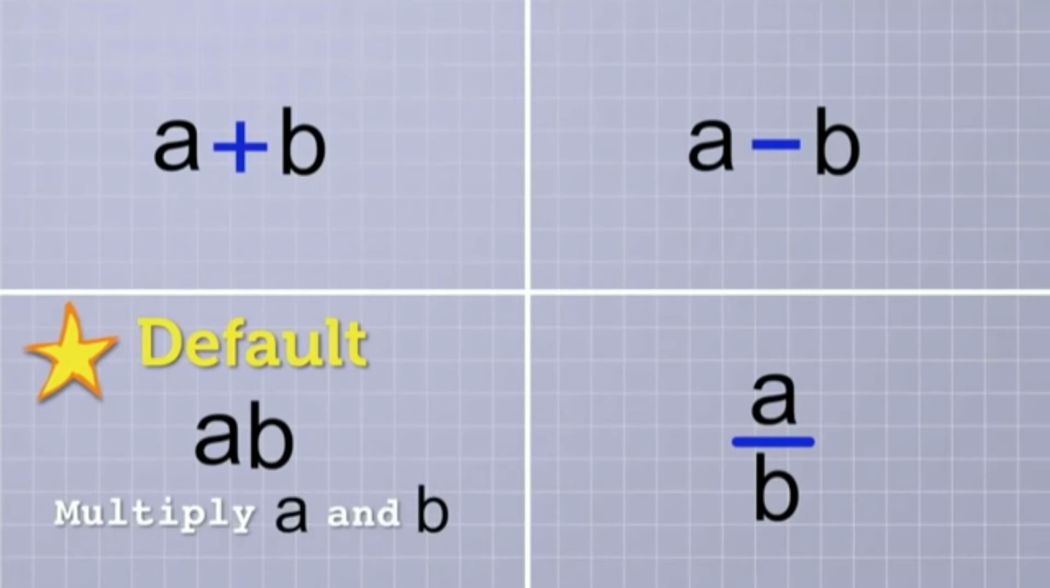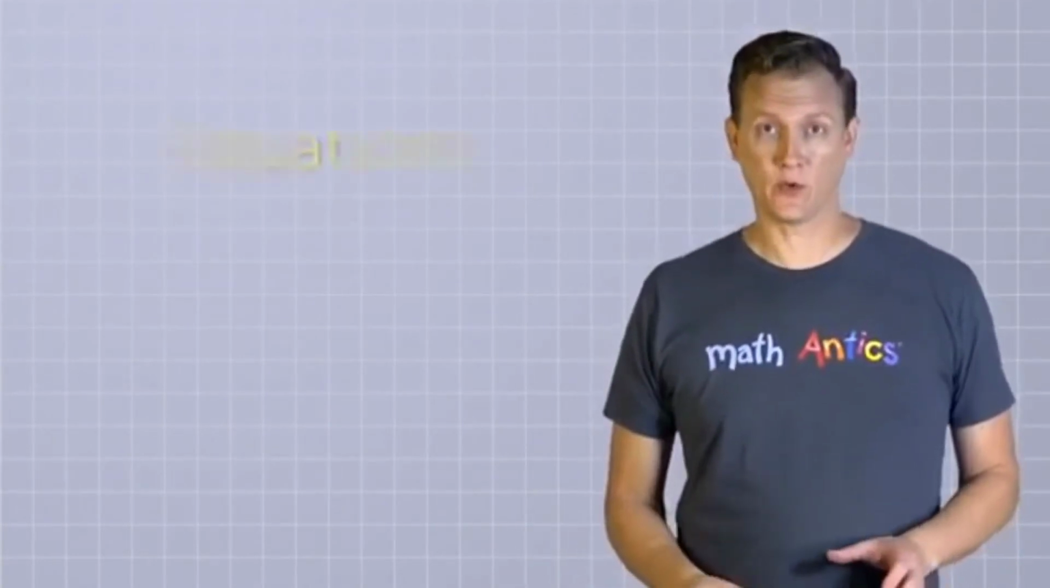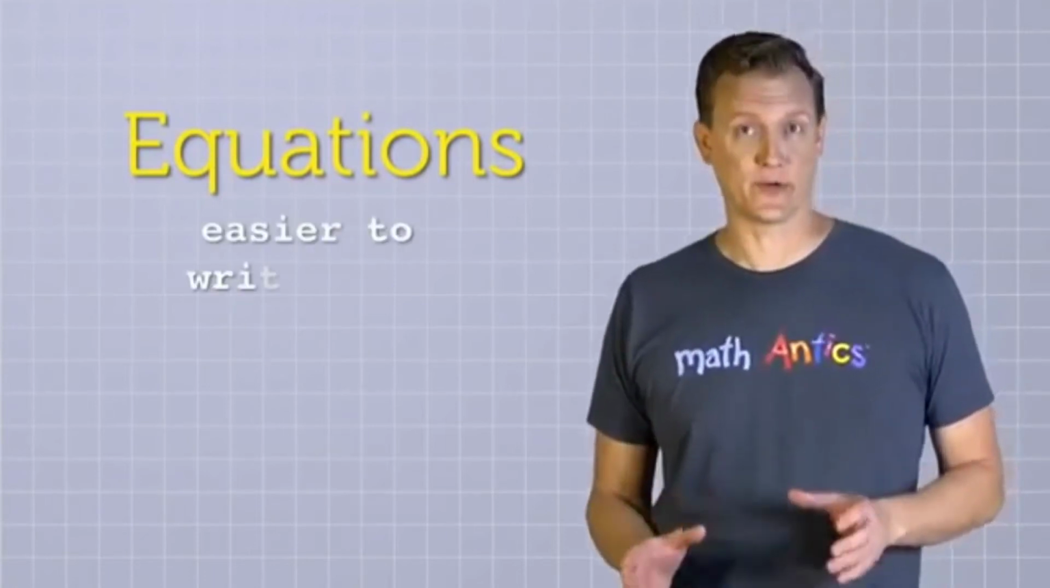Of course, you can't actually multiply a and b until you figure out what numbers they stand for. The advantage of this rule about multiplication is that it makes many algebraic equations less cluttered and easier to write down.